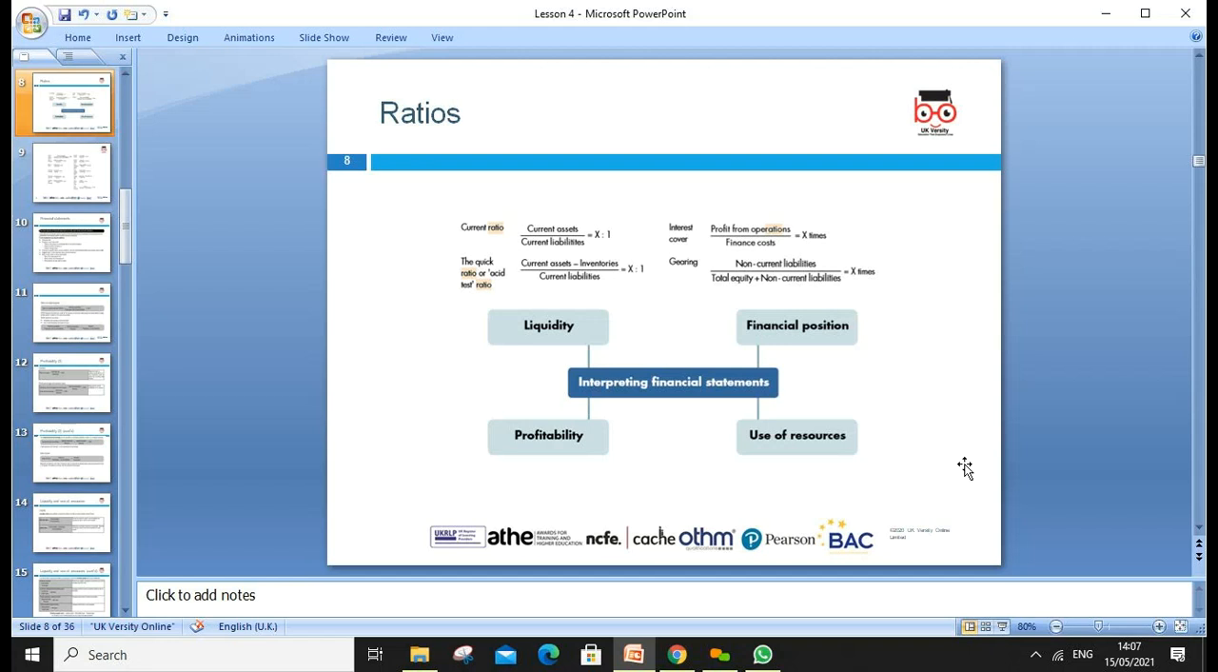So interest cover ratio is profit from operation before interest, divided by the finance cost. Finance cost means the interest which we paid if we borrow money. So it comes in times: 3 times, 4 times, 10 times higher. If it has dropped compared to the previous year, it means the company is becoming more risky.